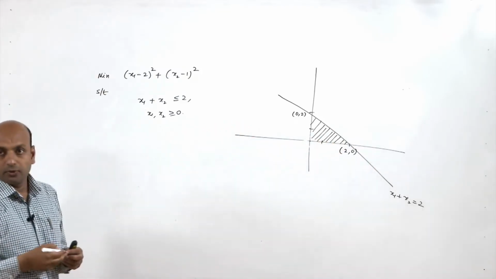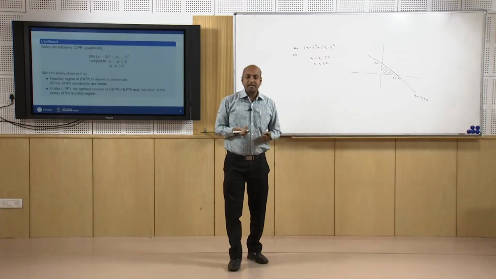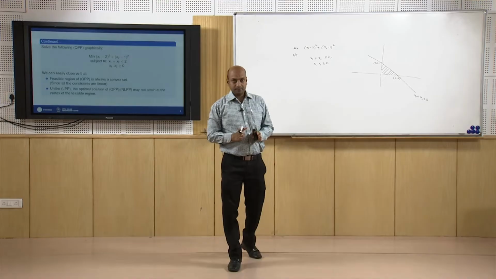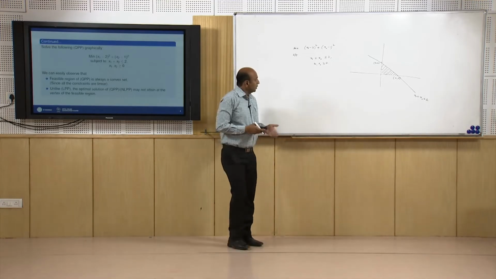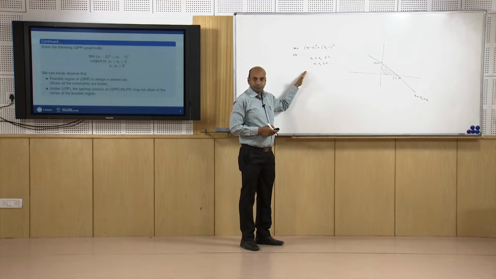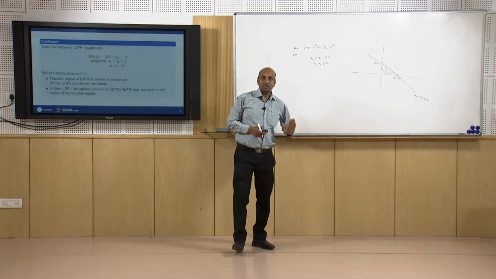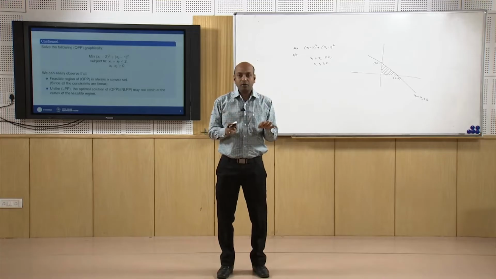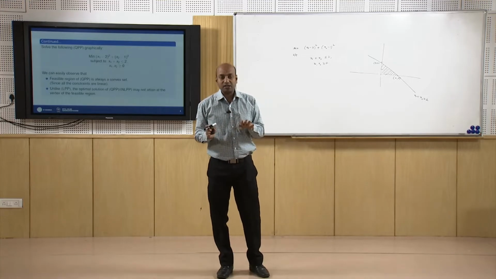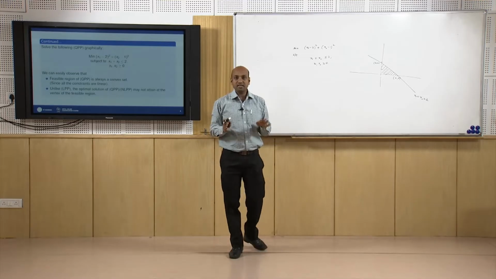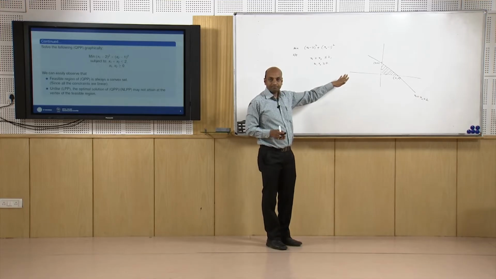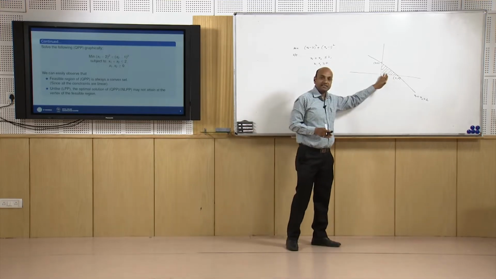This is a feasible region of this problem. So, we can easily see that the feasible region of a quadratic programming problem is always a convex set. Why? Because all the constraints are linear, so all the constraints are convex functions, and we have already seen that a collection of convex functions constitutes a convex set. So, the feasible region of QPP is always a convex set. Okay. So, this we can easily see.